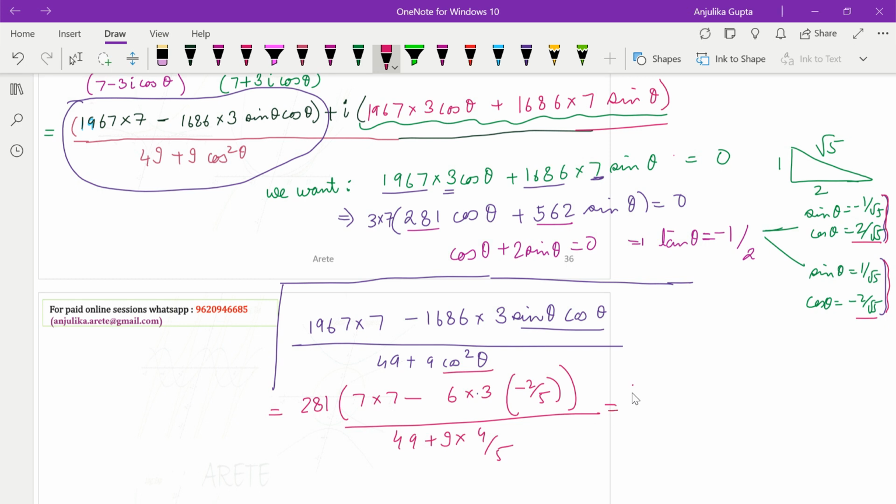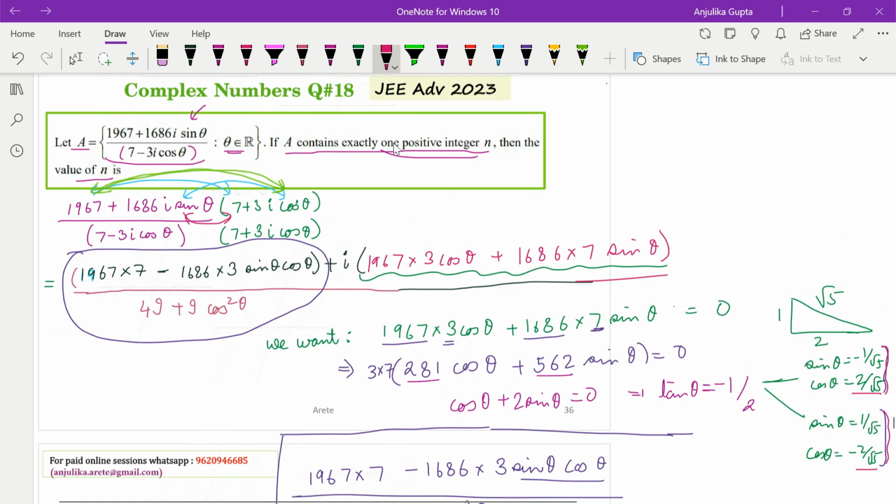Now let's see if we are getting an integer. Here we end up getting 49 plus 18 times 2, that's 36 over 5. And lucky enough, in the denominator you are getting the same thing. So these two cancel and you end up getting an integer, which is 281. So the value of n in this question is 281.